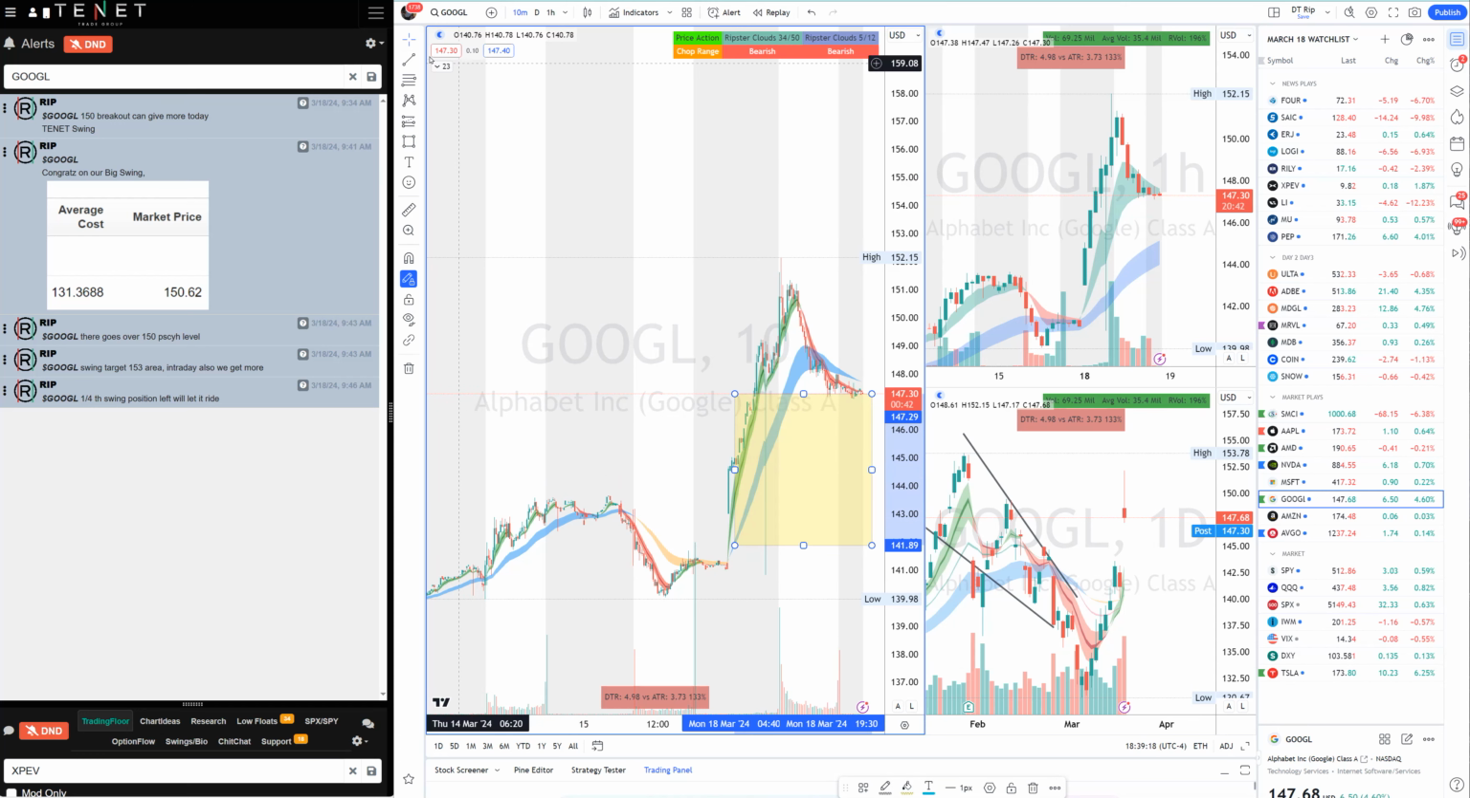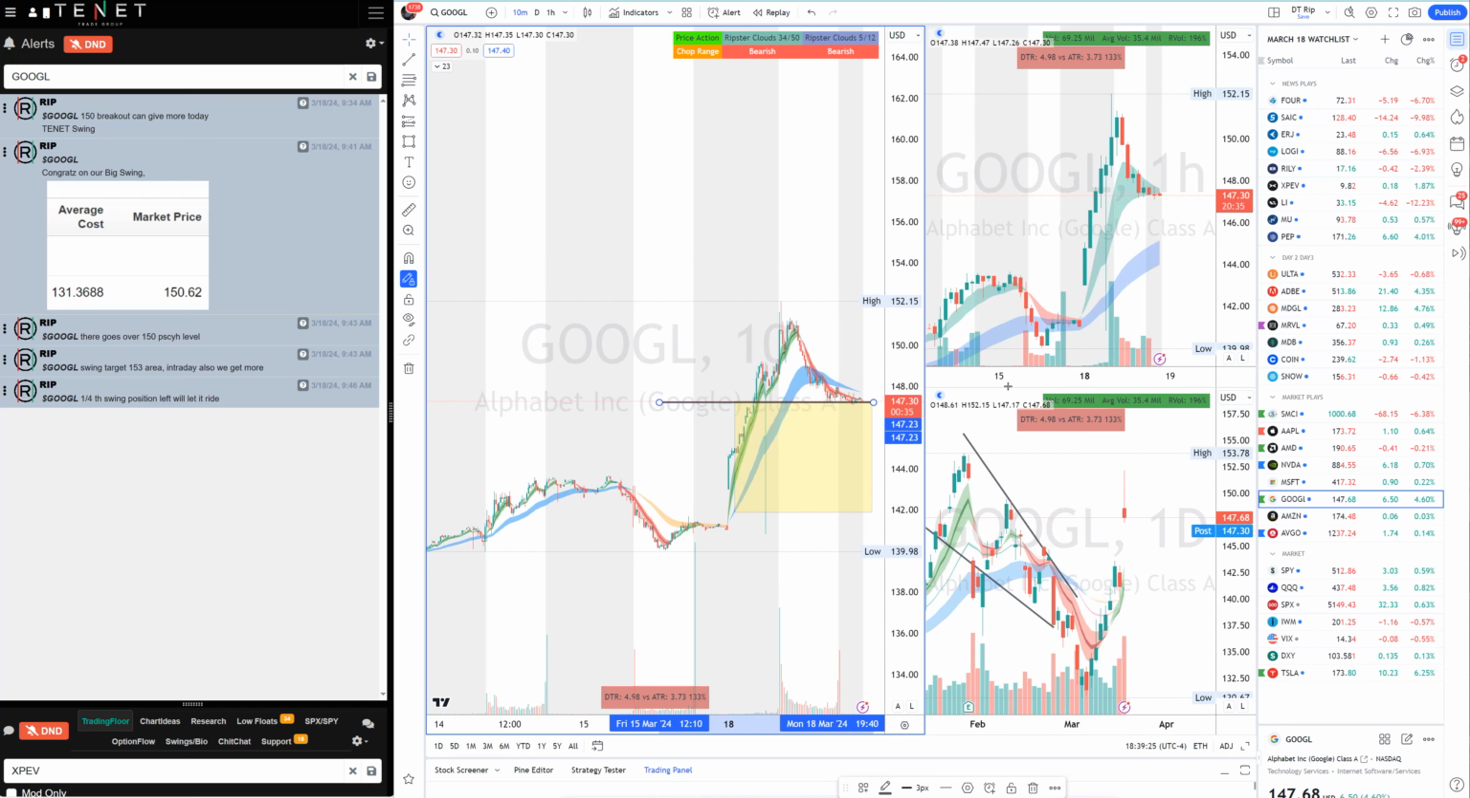So there's a big gap here. That's a big gap up for Google, all the way from 141 to 150. That's a huge gap, guys. So tomorrow we watch it. Any pop and fails, back into the gap fill.